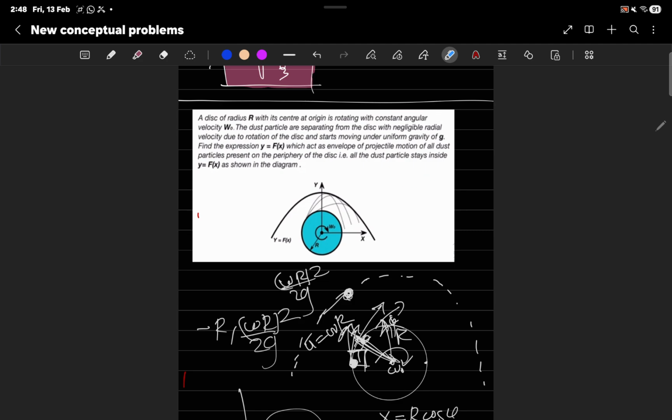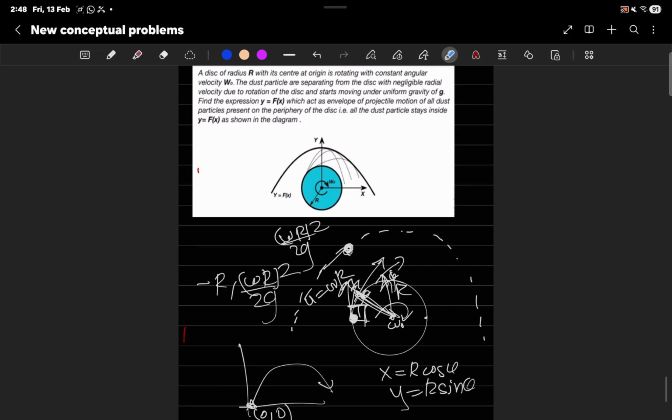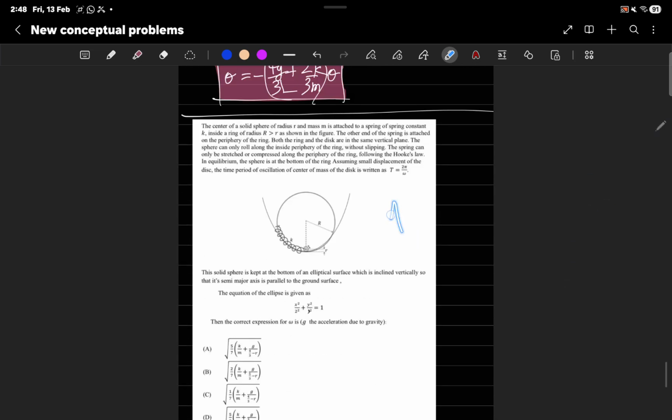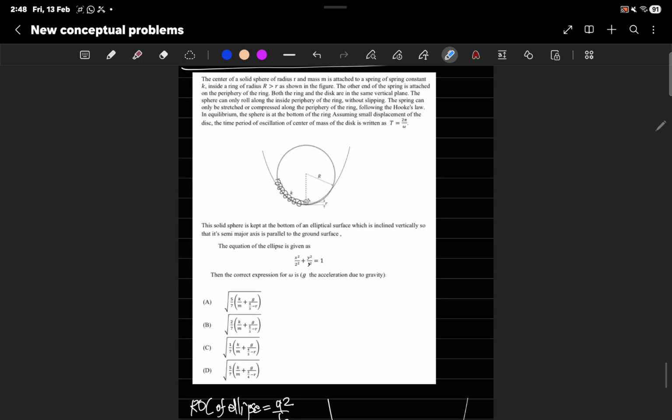And if you want to see such interesting or new conceptual problems, you can let me know. I have some of them over here also. Suppose this is also very interesting. It was based on the question that came in Advanced 2025, but instead of a ring, basically they have an ellipse over here. So how will it change?